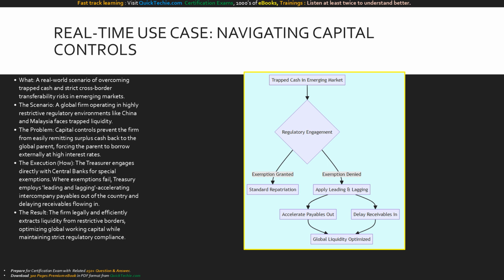Follow the decision tree for trapped cash. The process starts at the top with trapped cash in an emerging market. It moves to the regulatory engagement diamond. If an exemption is granted, you proceed left to standard repatriation. If denied, you pivot right and apply leading and lagging. This branches into accelerating payables out and delaying receivables in. Both tactical maneuvers bypass the blockage and successfully converge at the bottom, global liquidity optimized.